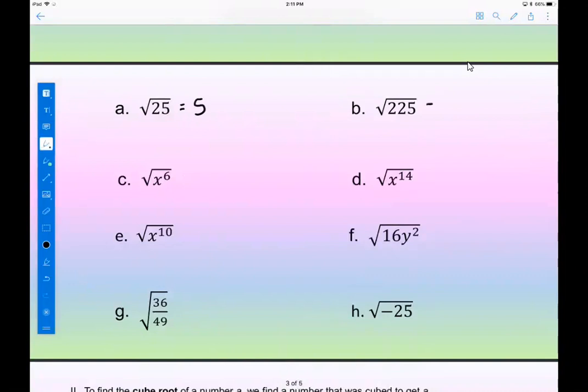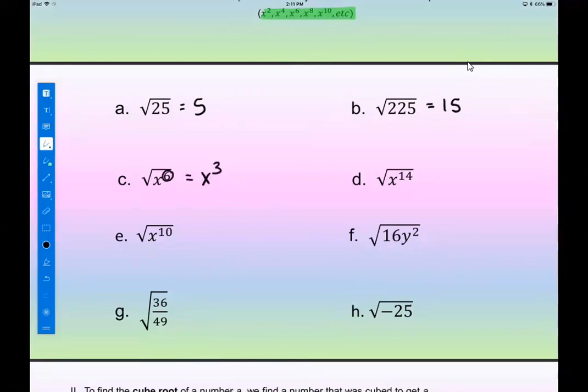The square root of 225 is 15. The square root of x to the 6th, we're going to divide 2 into the exponent to get x to the 3rd. Divide 2 into 14 gets us x to the 7th. We divide 2 into 10, which gives us x to the 5th.